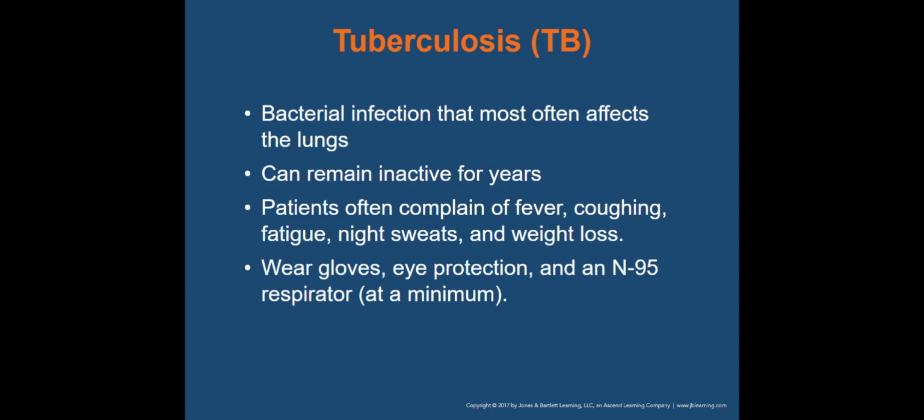Tuberculosis, that's a bacterial infection that most often affects the lungs. It can affect other areas. Once it is introduced into the body, it can actually remain inactive for years. The body just kind of walls it off and waits for that opportunistic moment for the tuberculosis to come out whenever the immune system isn't working as well as it should be. Whenever it does come out, patients will often complain of a low-grade fever, not a high fever, but a low-grade fever. Coughing, productive cough, fatigue, night sweats is a big thing, and weight loss.